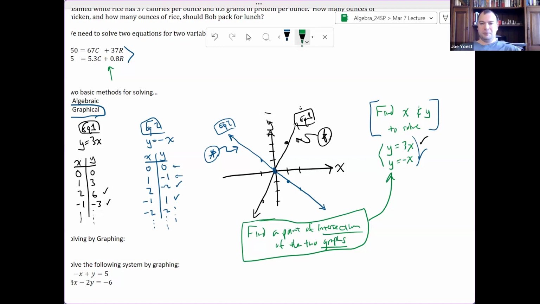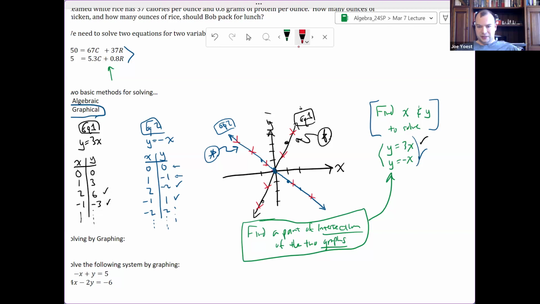We can see that most of the ordered pairs on equation 1's line are not also on equation 2's line. And most of the ordered pairs on equation 2's line, most of the x's and y's that solve equation 2, are not on equation 1's line. They don't also solve equation 1.